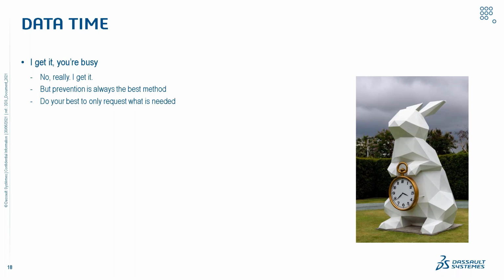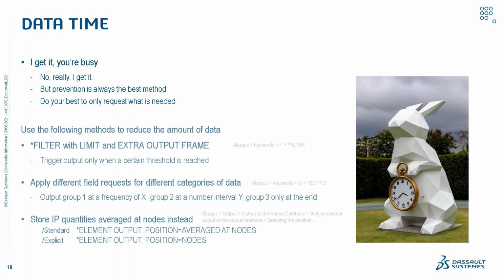It's best to do your best to only request what's needed. And it takes time to do that. It takes upfront effort in order to try and figure out what information is needed upfront. And the more familiar you are with a specific type of simulation, the easier it is to figure out what to request. But there are specific things that you can do in your input file, in your pre-processing, before you submit the simulation to get a better idea or to reduce the amount of data that is going to be output. One of the first things there is to use the filter parameter.